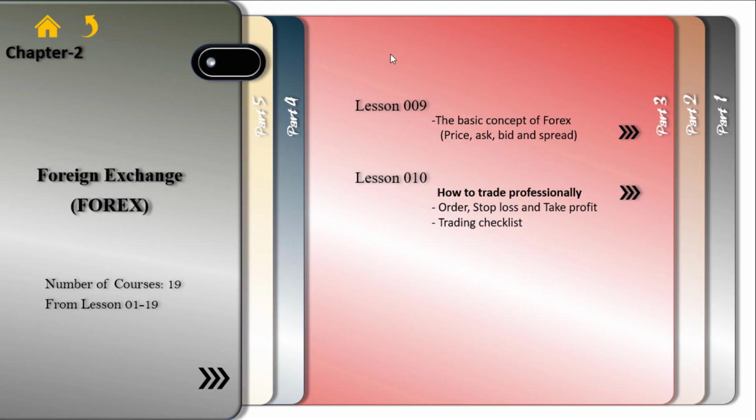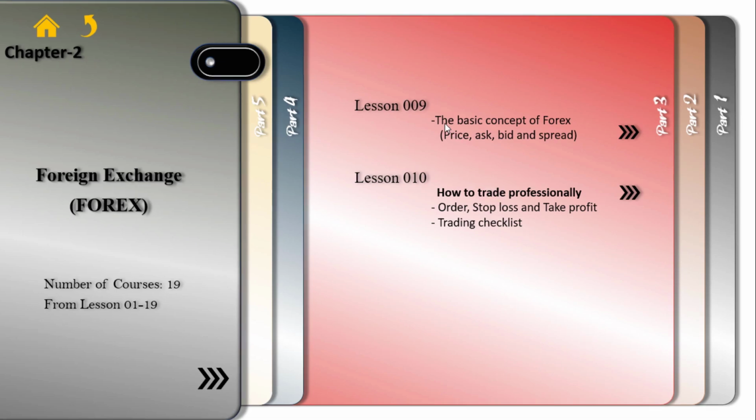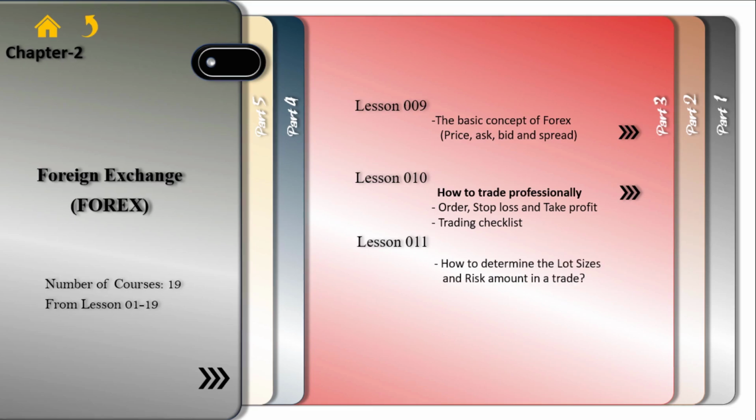Let's go. In this chapter, we already have taught 3 parts, and our today lesson is in part 3. If you have not watched our previous lessons from part 1 to part 2, I already have mentioned their related links in the description below. In part 3, we already have taught 2 lessons. Lesson 9, the basic concept of Forex. Lesson 10, how to trade professionally. If you have not watched these lessons yet, I do recommend you to watch them, and I have mentioned this link in the description below as well. Our today lesson is lesson 11, how to determine the lot sizes and risk amount in a trade.